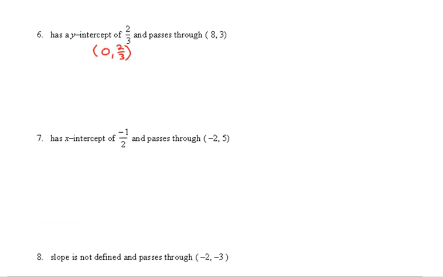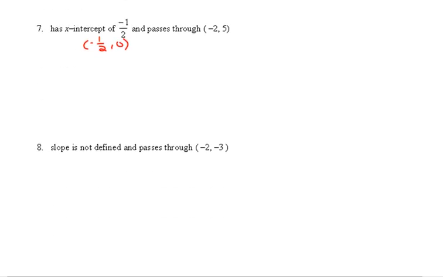Okay. Same with the next one, right? Has an x-intercept of -1/2 and passes through -2 and 5. First question, do we have our slope? No. We need 2 points. Can you turn that into a point? Yes, okay. So I just wanted to remind you, negative half comma 0. And then you can go into your slope formula. Slope is undefined. What kind of line has an undefined slope? A vertical line. So that means it's a vertical line.